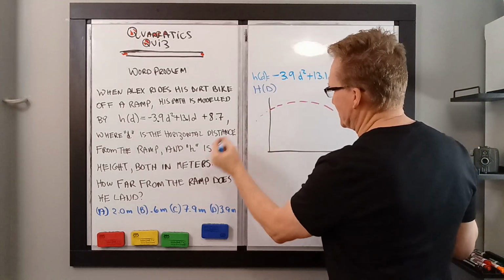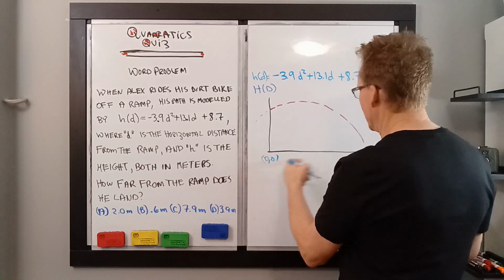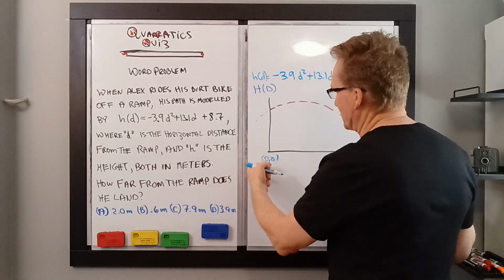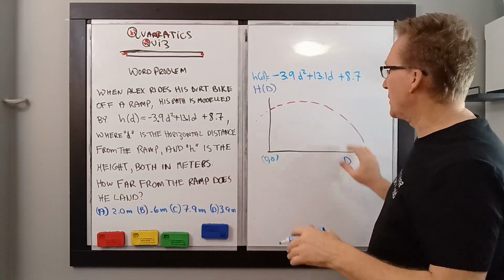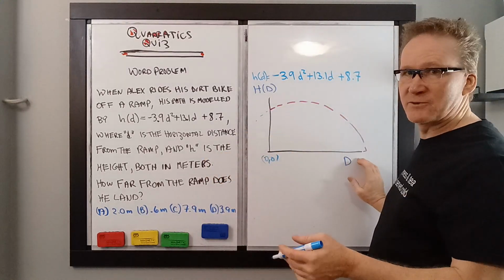Of course, we're not interested in this answer, which is the 0, 0 point. This is the 0 distance and the 0 height. We're not interested in where he lands before this point, only after this point. So we're only interested in positive d. So probably there's going to be two solutions to this, one over here, one over here. We're only interested in this one.